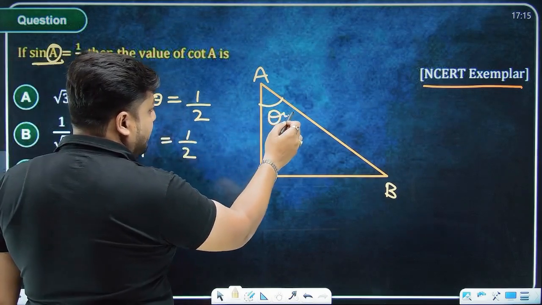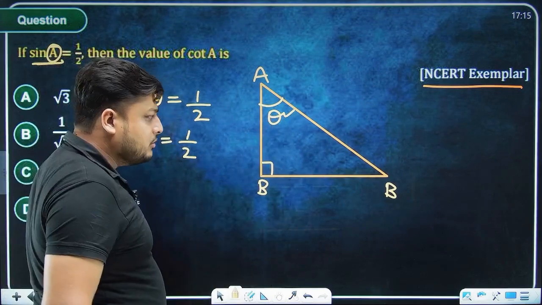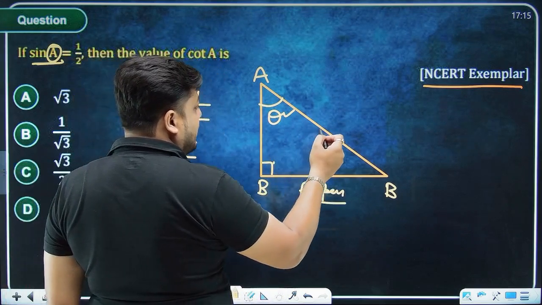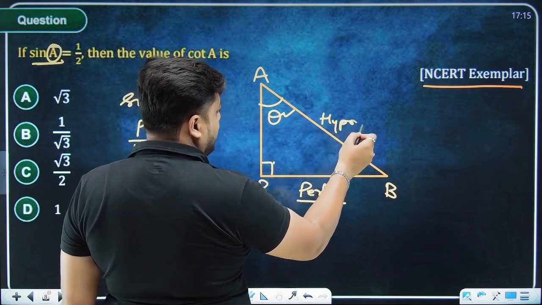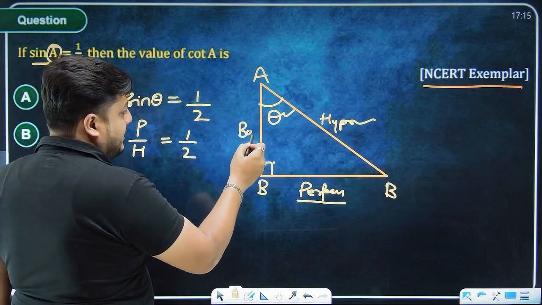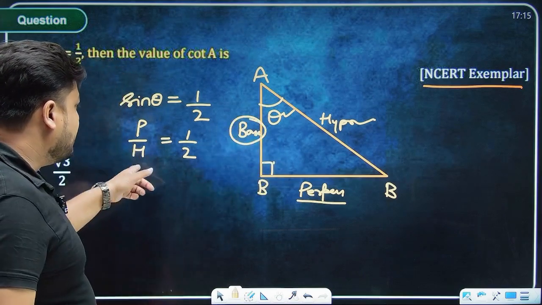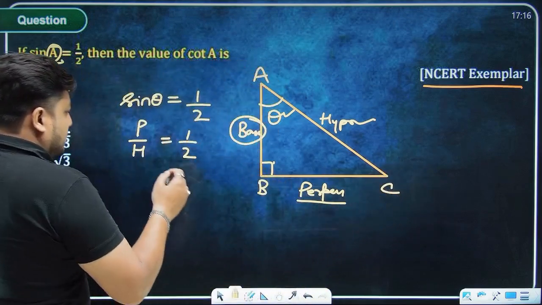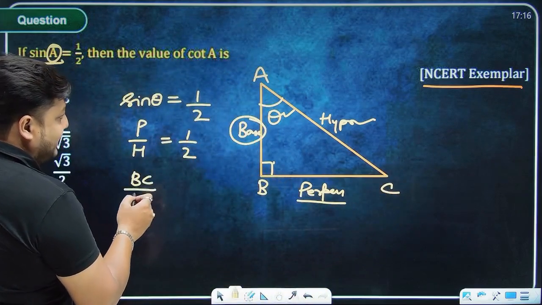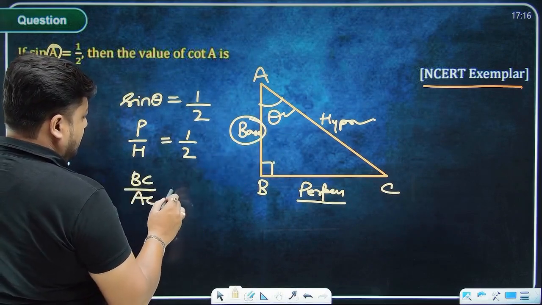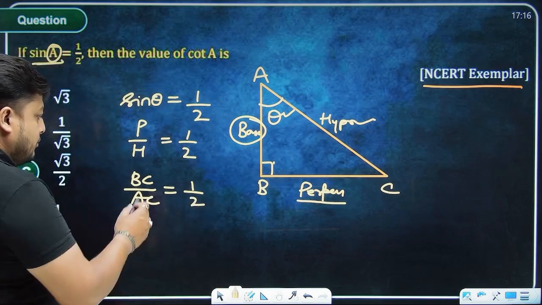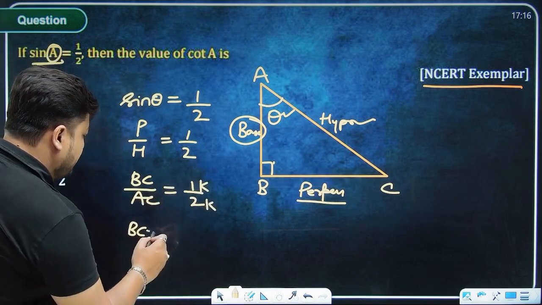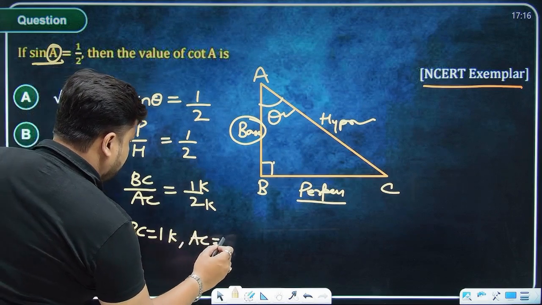So in this question, if here we are considering our theta, the side opposite to theta is called perpendicular. So this is P. And this is opposite the 90 degrees, so this is the hypotenuse. And the remaining third side is the base. That is B. Okay. So here P upon H. P is what? Oh, sorry, here it is C. So P is BC and H is AC, and it equals 1 by 2. So BC, here we let K be some constant, right? So BC equals 1K and AC equals 2K.